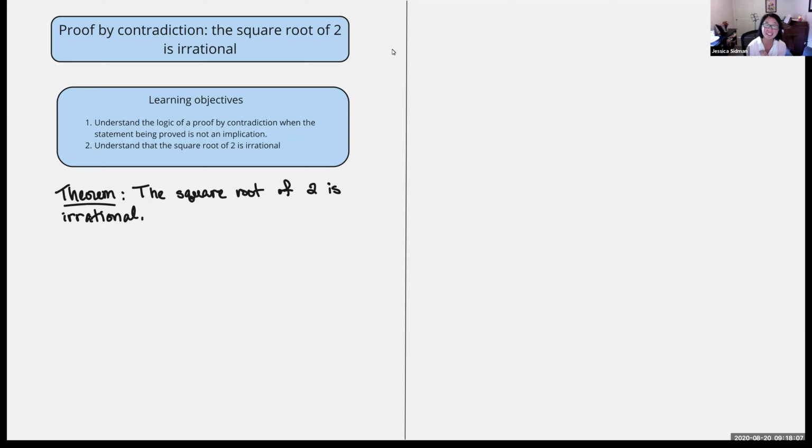And then in class, we're going to do a few more proofs from number theory, a couple of them, building on this kind of idea where they're not implications. Okay, so what are we going to do?